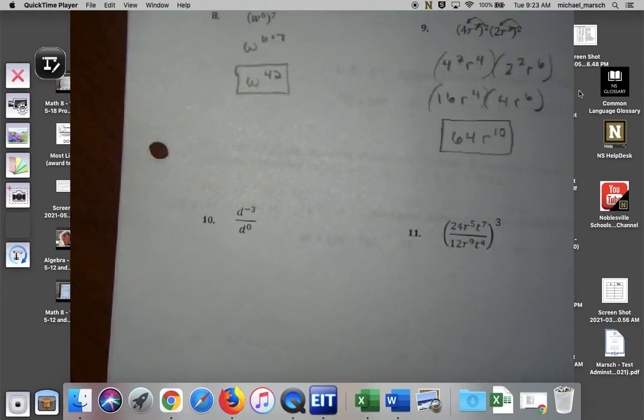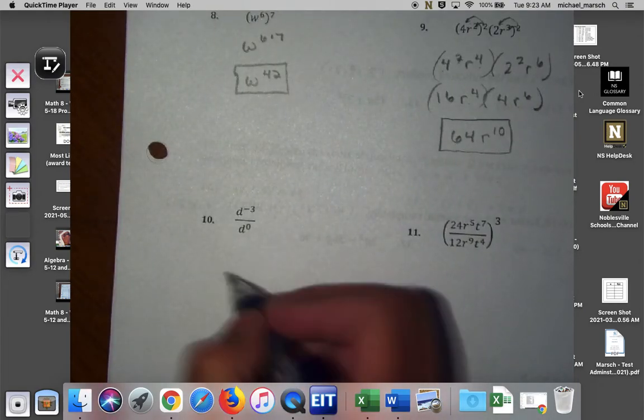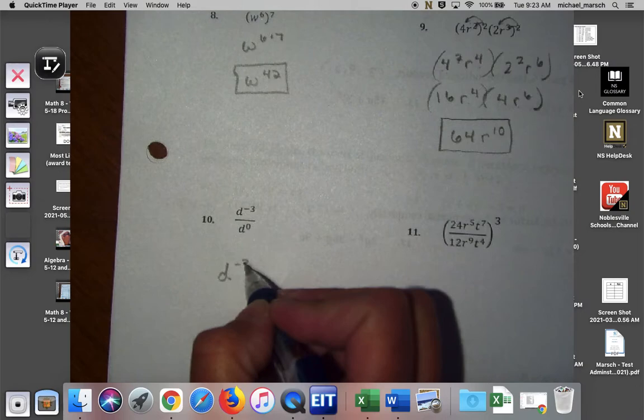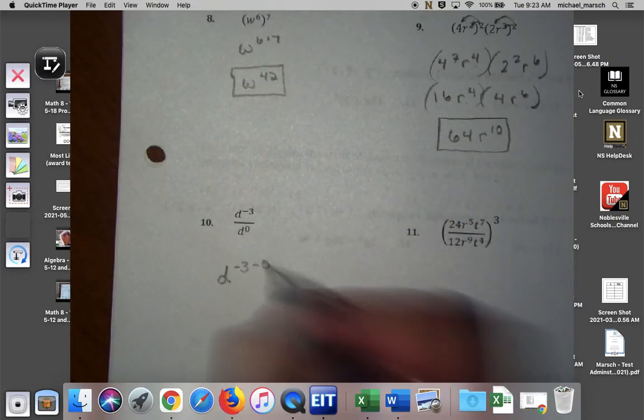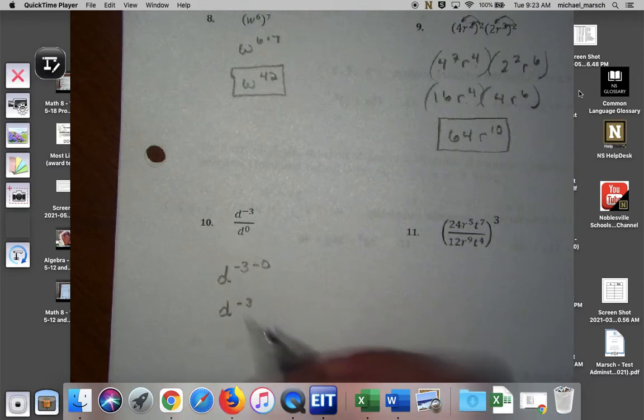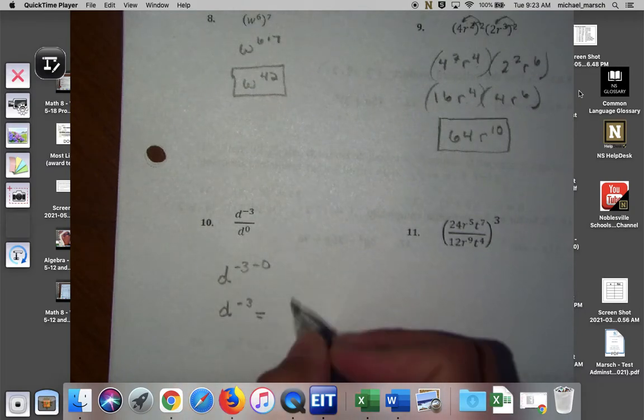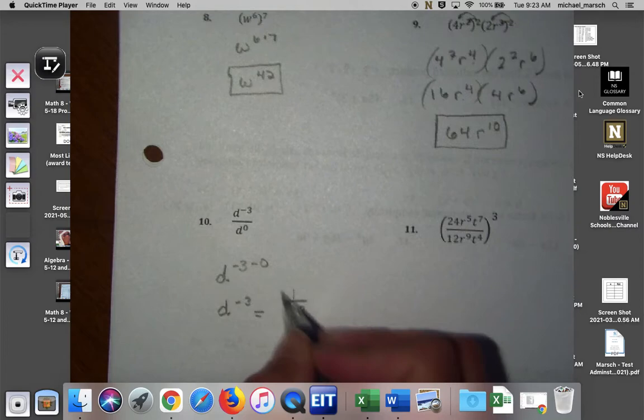All right, number 10, when we're doing division, we subtract. So this is like saying D to the negative 3 minus 0, which is going to be D to the negative 3. We can't have that, so we rewrite it as 1 over D to the 3rd.